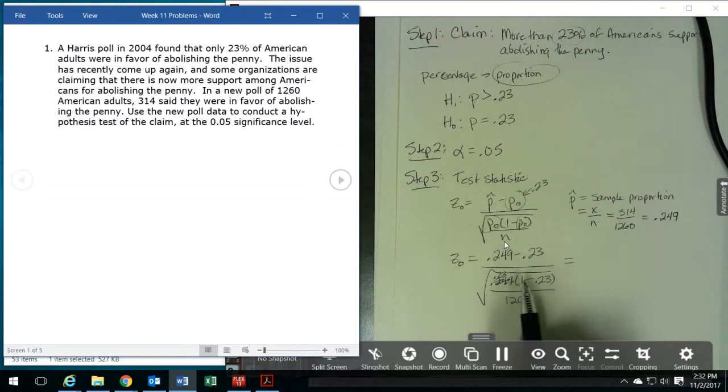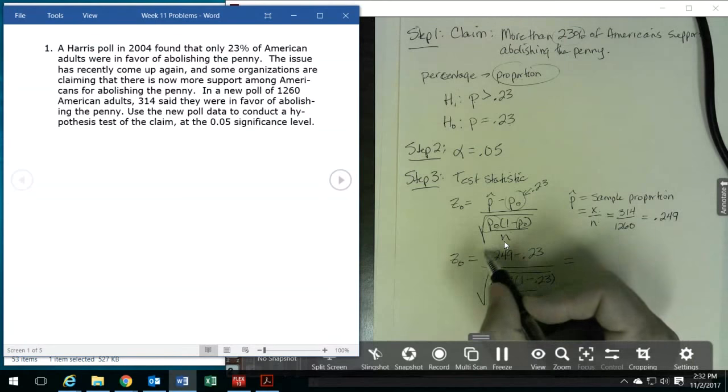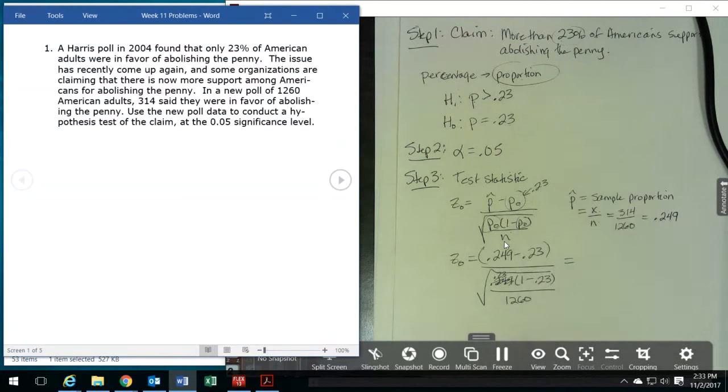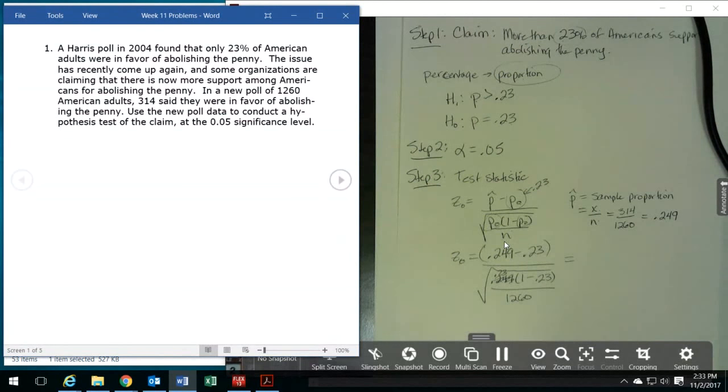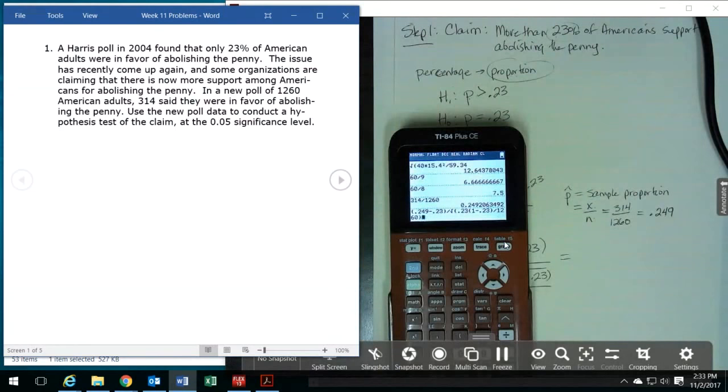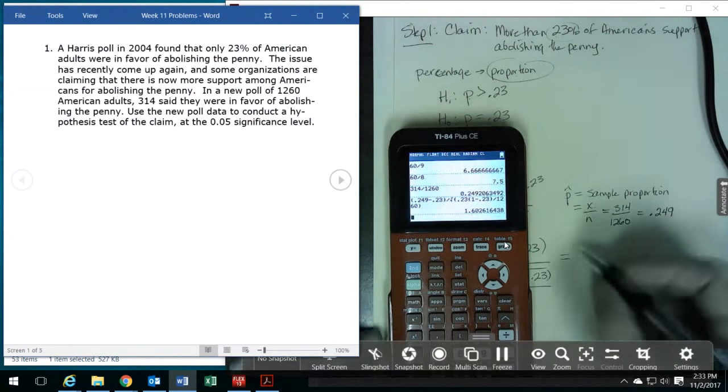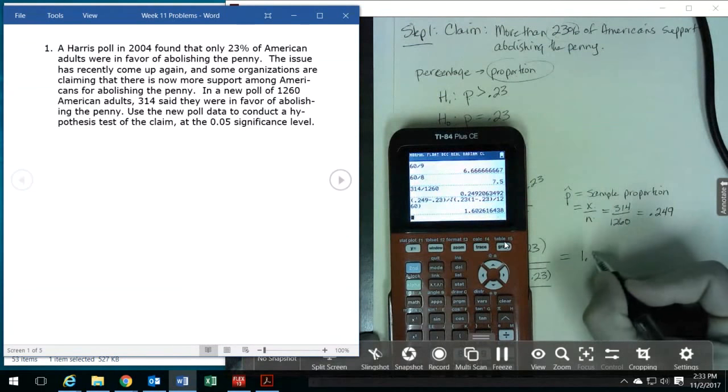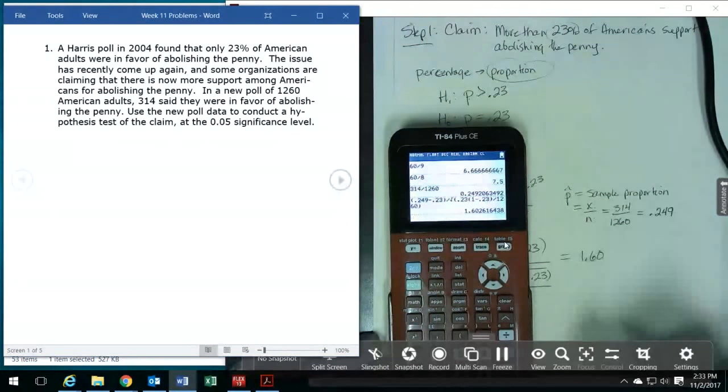Okay, and if you're going to try and do this all in one step on your calculator, you have to be really careful. If you're going to do it in one step, you have to put this top part in parentheses. All of that into my calculator. And that gives me a test statistic of 1.60.